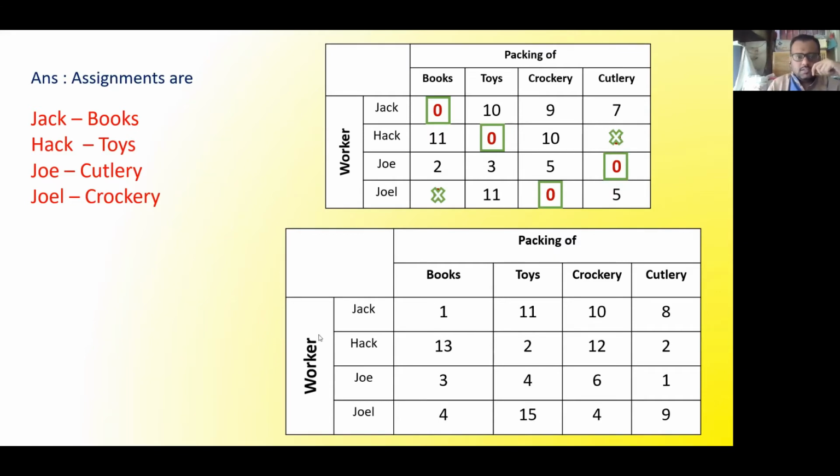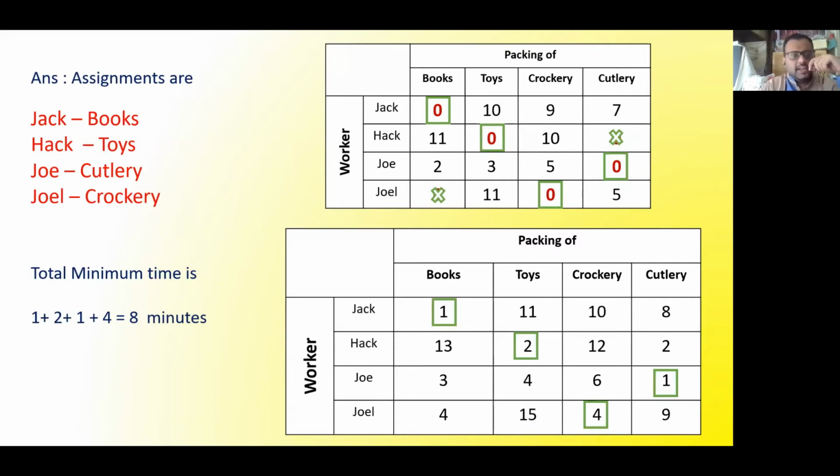So here I will write, okay, here I have the answer. Total minimum time, yes, it is 8 minutes. 1 plus 2 plus 1 plus 4.